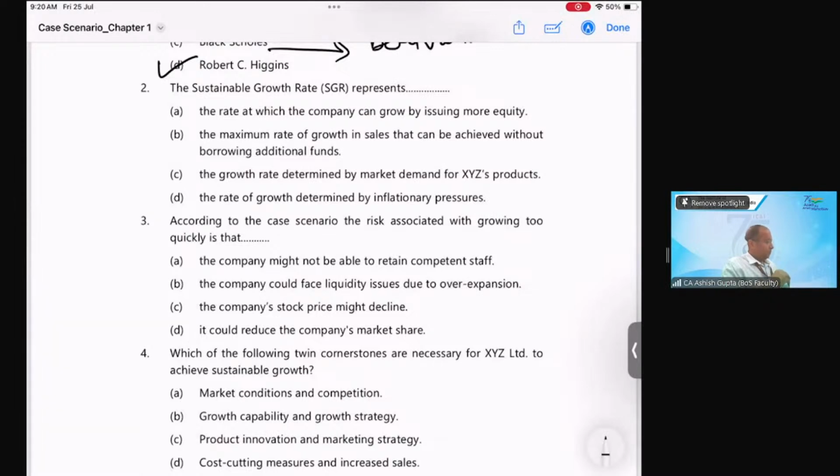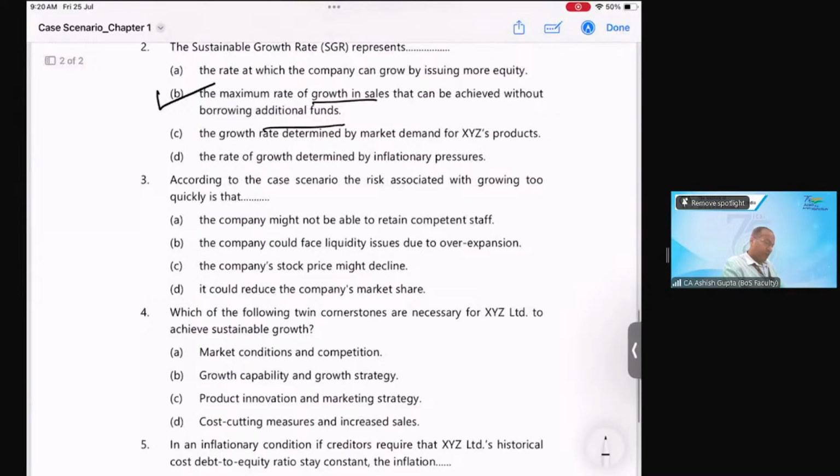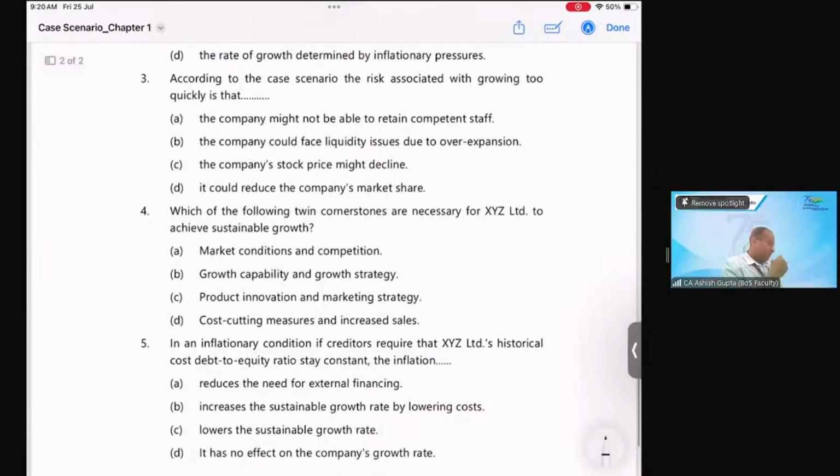Yes, you are right, Chitra. Yes, Saminathan, you are right. The correct option is B, because you have to maximize the rate of sales growth that can be achieved without borrowing additional funds, since more and more funds would otherwise need to be borrowed. Then we are coming to question number 3.